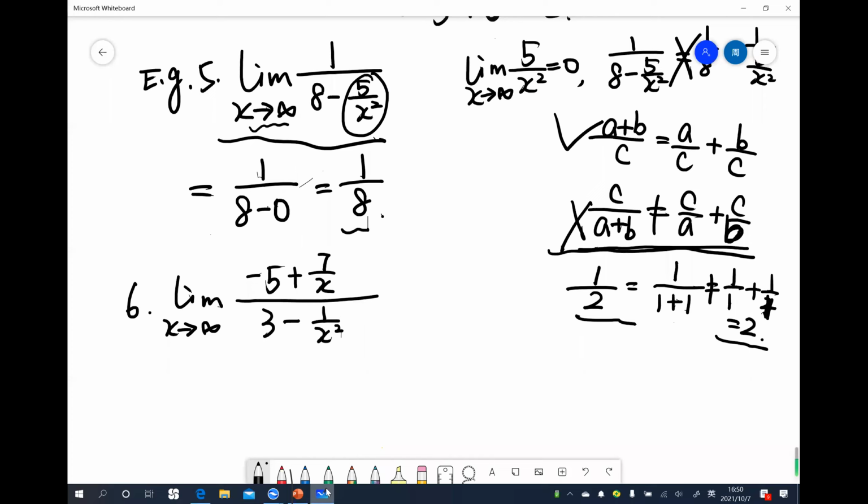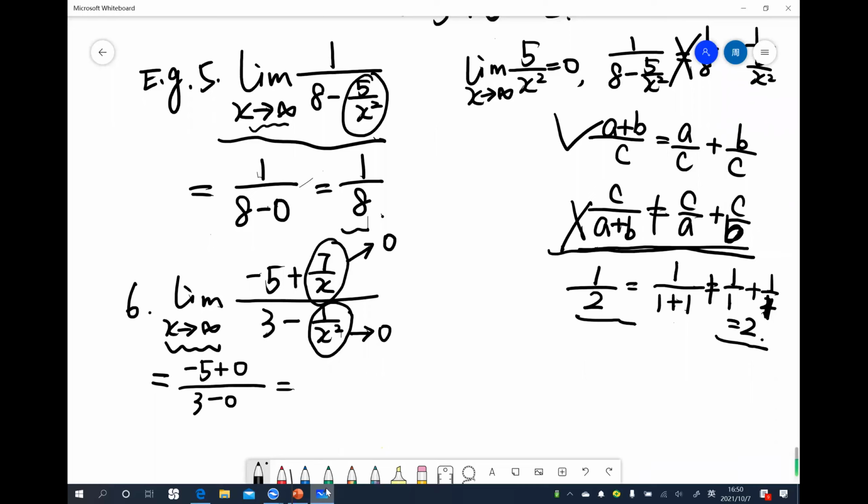So here we know that as x approaches infinity, this part approaches 0, and this part approaches 0. So that equals -5 plus 0 by 3 minus 0. So the result is -5 by 3. Yeah, -5 by 3. That was so easy.